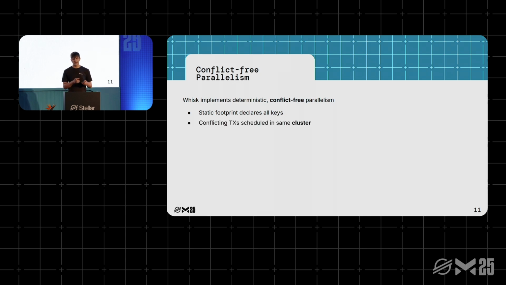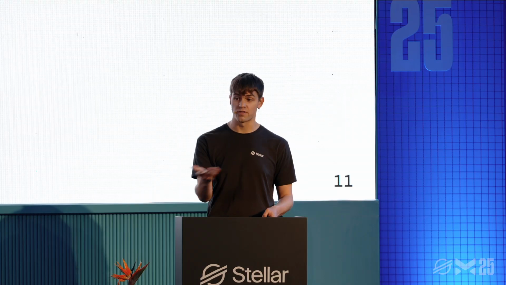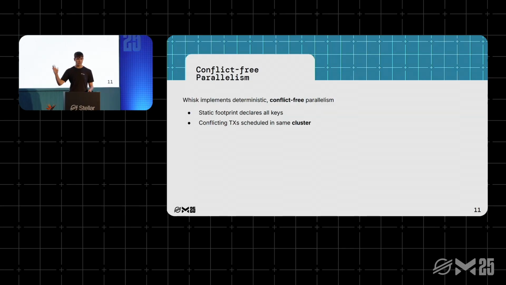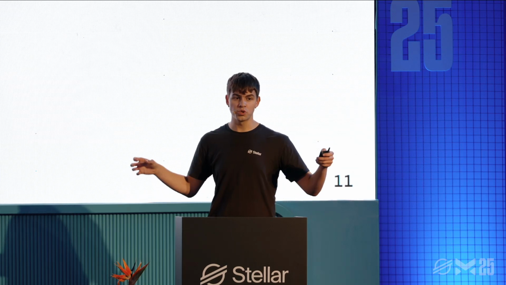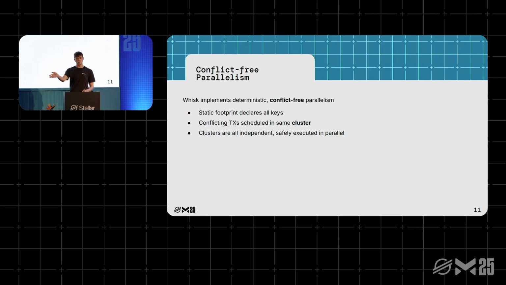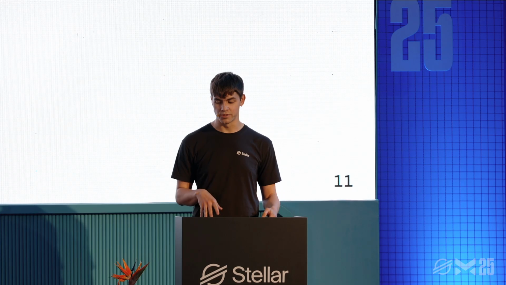The conflicting transactions are all scheduled in the same cluster. Note that a conflict means that 2 transactions are trying to read and write the same entry. If 2 transactions are only attempting to read an entry, but neither of them write it, there is no conflict, so they can be scheduled in separate clusters. Then we guarantee that all clusters are independent and can be safely executed in parallel. While the transactions within a cluster might conflict, no 2 clusters themselves conflict, so they can both be scheduled on separate lanes without issue.